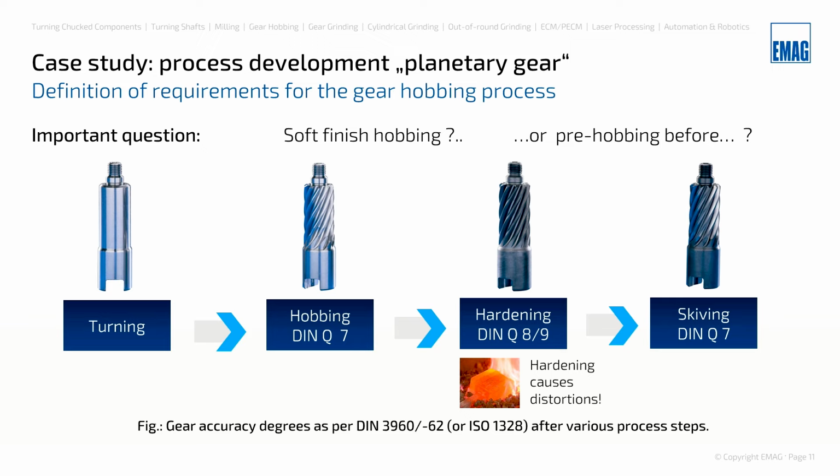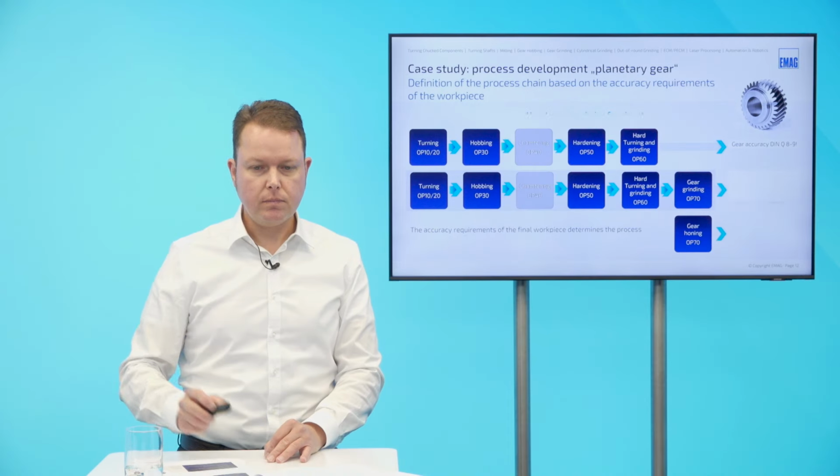Then we have the hardening process. Hardening causes distortions, of course, no matter whether we go for induction hardening or case hardening. And here in this particular case, we can recover the accuracy by means of a skiving process. That means hard rehobbing on one of our EMAG Köpfer machines. And at the end, we will have recovered and equalized the distortions caused by the heat treatment.